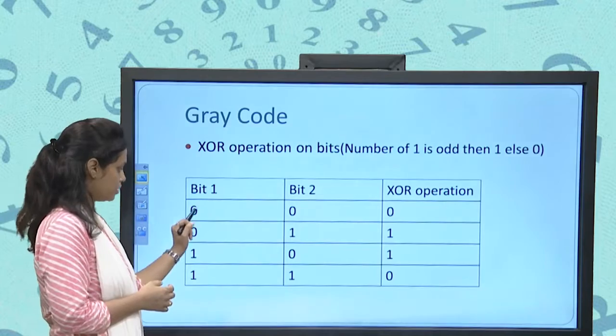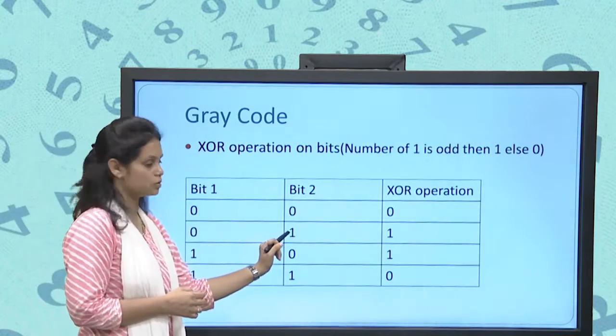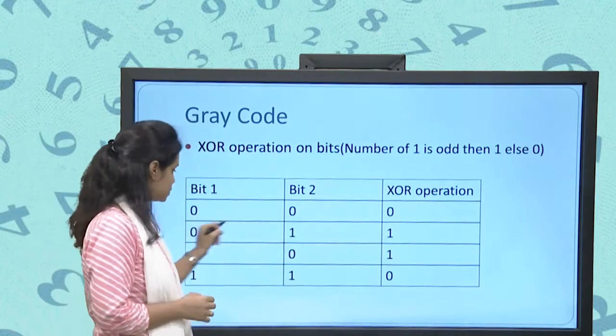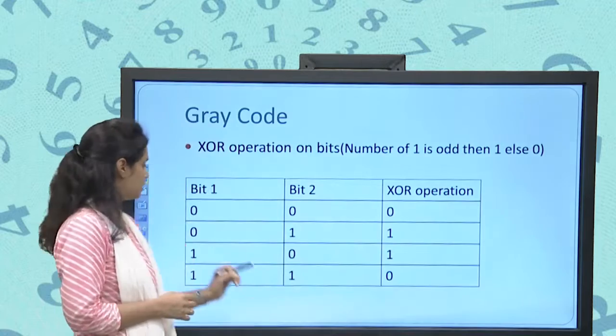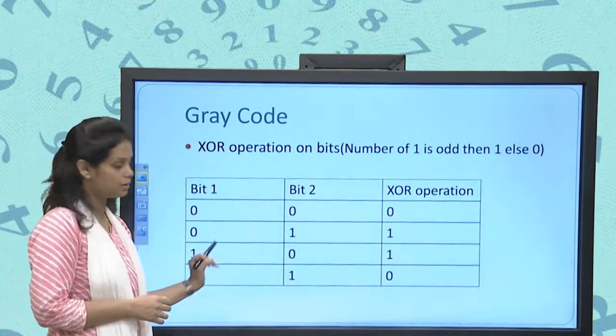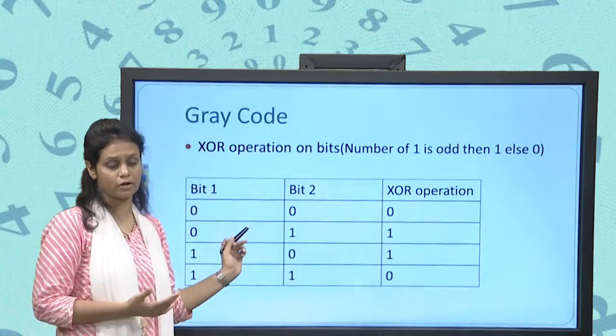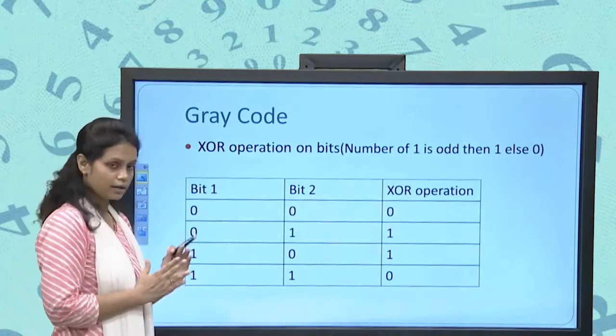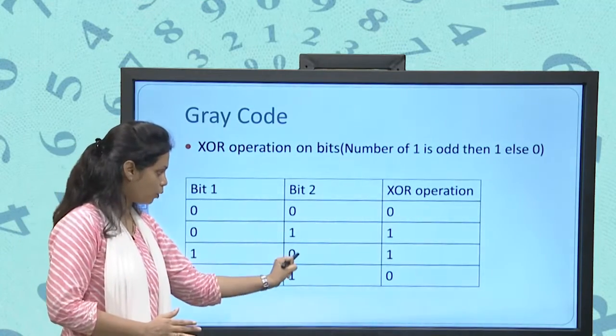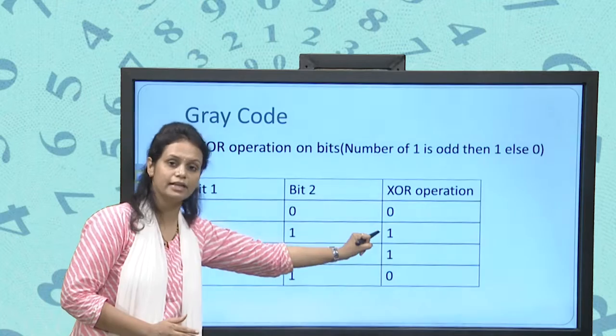Again, bit 1 is 0, bit 2 is 1. So our output is 1 because these 2 bits are different, right. Again, bit 1 is 1, bit 2 is 0. So our output is 1 because these 2 bits are different, or we can say that the number of 1s is odd in both cases, and that is why I will write 1.